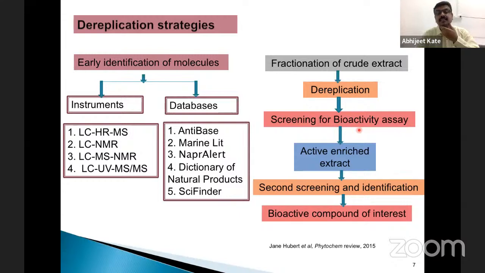While in the other case, if I apply de-replication first, all the extracts which are known ones, I will eliminate immediately. There might be anti-cancer molecules there also. So you are getting different extracts at the end. So these kinds of strategies are very important and should be thoroughly analyzed and put forward thoughtfully, because the end product will be different if you apply different strategies. This is just one example I have shared with you. There are n number of possibilities you can do with this kind of strategy.